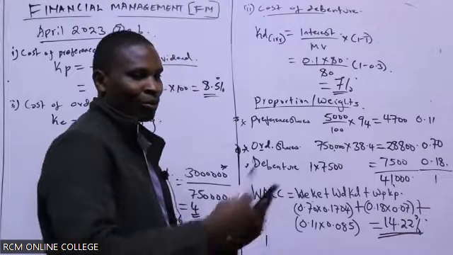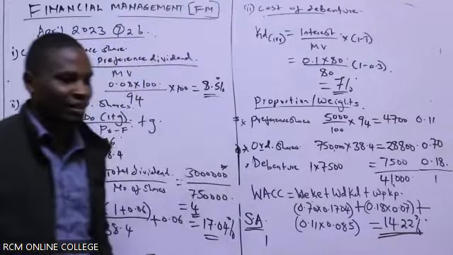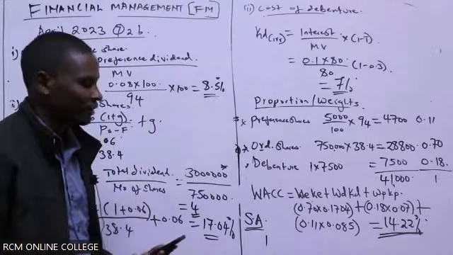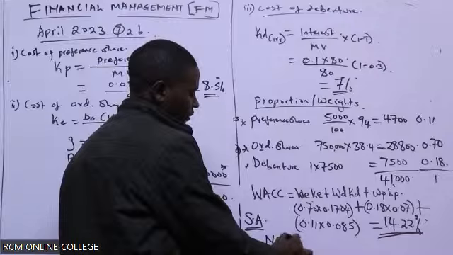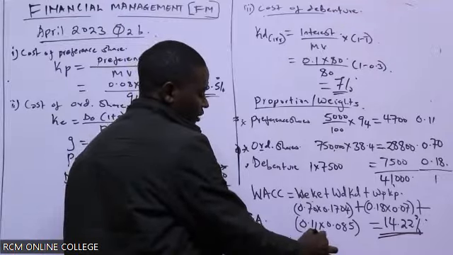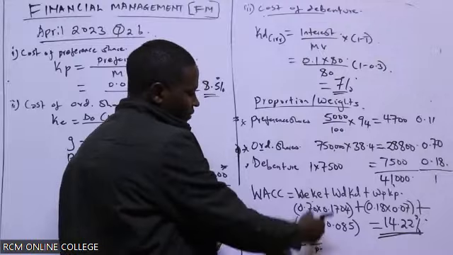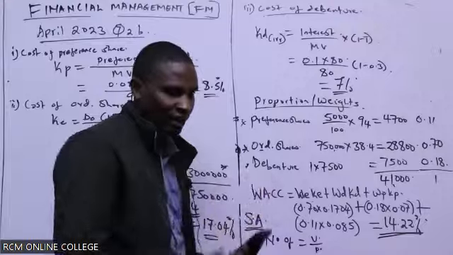So you see, hakutakuwa na any difference mahali popote. Are you getting Elijah? You get the point? There will be no difference, because number of share is equal to value of share divided by par. So if I get the value of share 75 divided by 1, it is just 75.